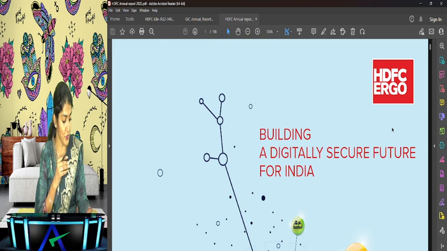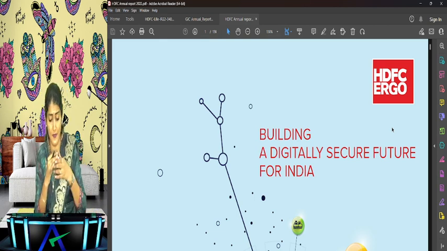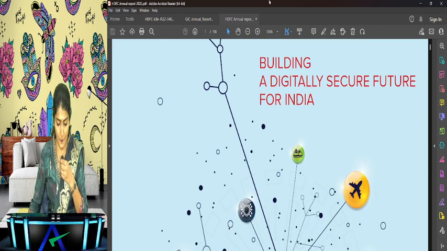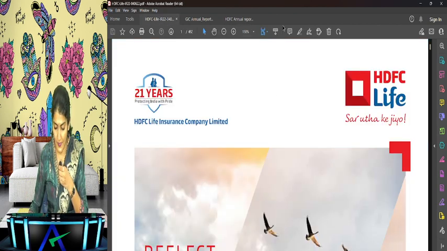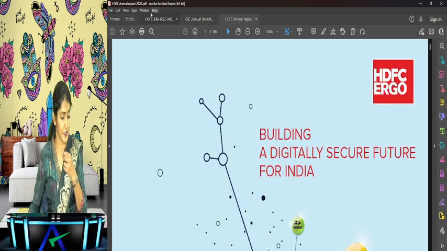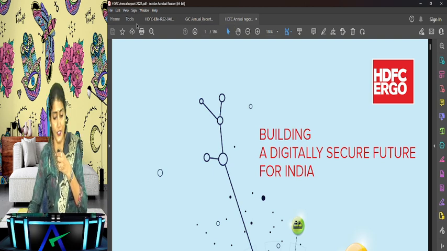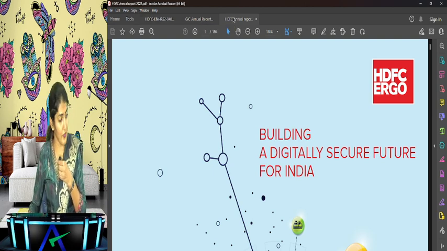So when you look into these two pieces of information, you get a good idea regarding these general insurance companies, right? This is HDFC Life and this is HDFC Ergo. This is regarding the life insurance and this is regarding the general insurance. Are you able to follow this, everyone?